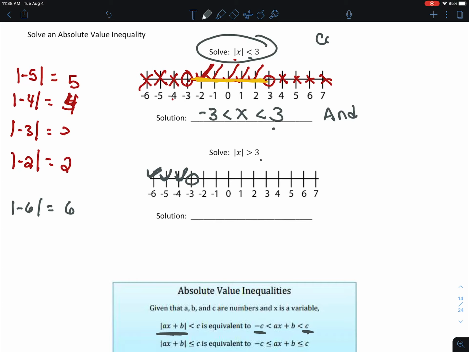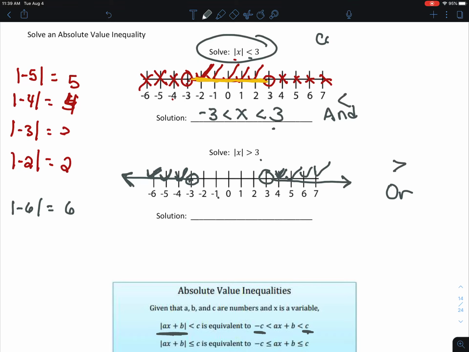And then if I look at -2, the absolute value of -2 is 2. That's not true because 2 is not greater than 3. 1 is not greater than 3. And so we see that the next place where this is true is at 4, because 4 is greater than 3, 5, 6, and 7. And I'm going to put an open circle on 3. So we see that all the numbers less than -3 is true, and all the numbers greater than 3 is true.